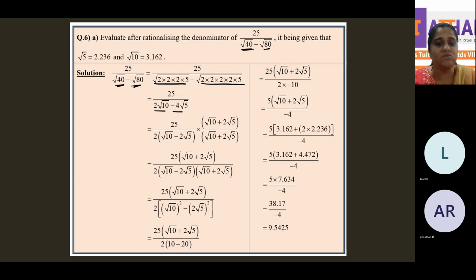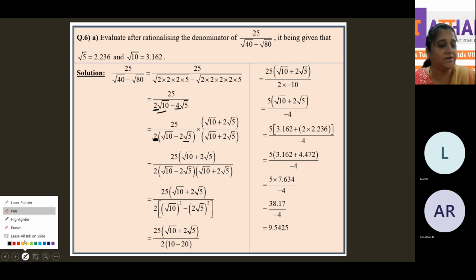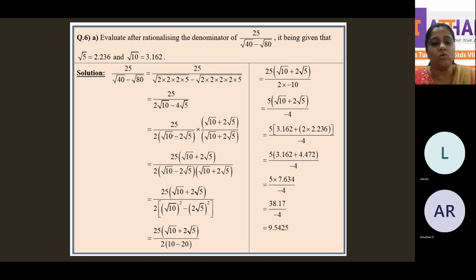Okay. Next step is to take out 2 common, because 2 and 4 have 2 common. Take out the common factor. That's the next step. So 2 is common. I've taken out 2 common. Root 10 minus 2 root 5. All right. That's the next step. Now you can rationalize. This one is the denominator. So take a plus sign, multiply and divide by that.